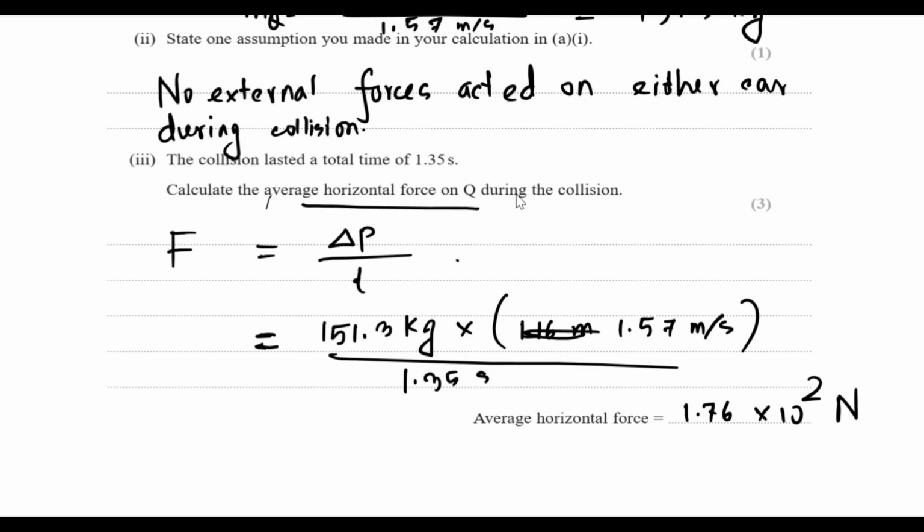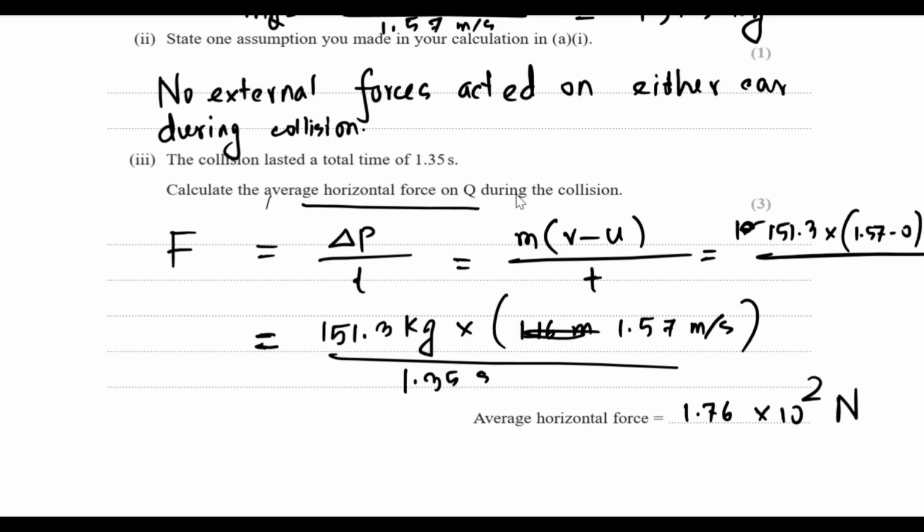So we know force equals change in momentum divided by time taken. So m(v minus u) by t. So here final velocity is 1.57 and initially Q was 0, so mass 151.3 into 1.57 minus 0, divided by 1.35 second. So this is the answer.